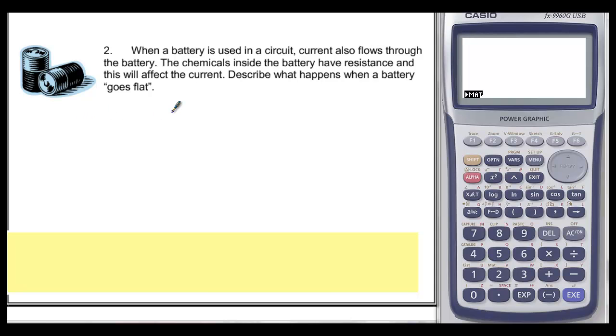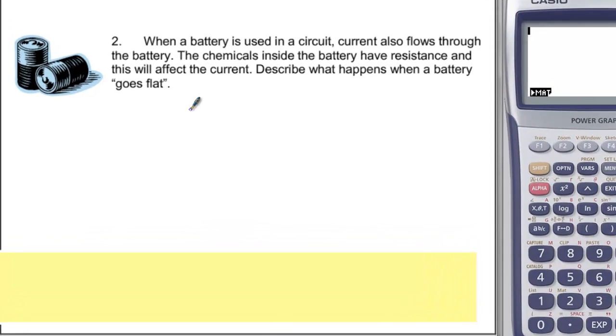Question 2. When a battery is used in a circuit, current also flows through the battery. The chemicals inside the battery have resistance, and this will affect the current. Describe what happens when a battery goes flat.